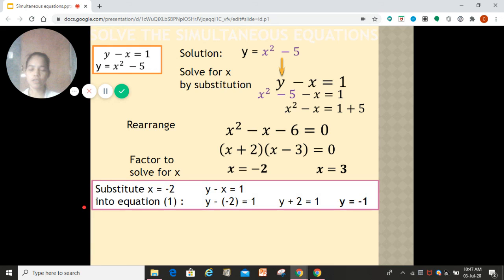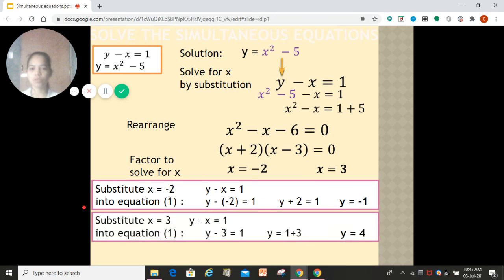So we have here substituting negative 2 to equation 1. You'll have y minus negative 2 equals 1, and that will give you y equals negative 1. And then you do the same when x is 3. So we have y minus x equals 1, and that will give you y equals 4. And summarizing, we have the solutions. When x is negative 2, your y coordinate is negative 1. When x is positive 3, your y coordinate will be positive 4 rather.